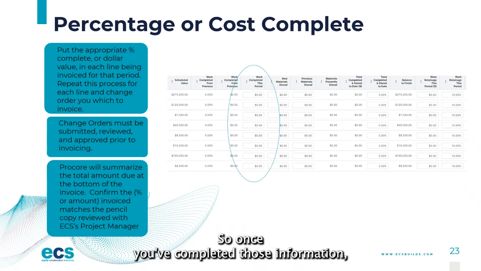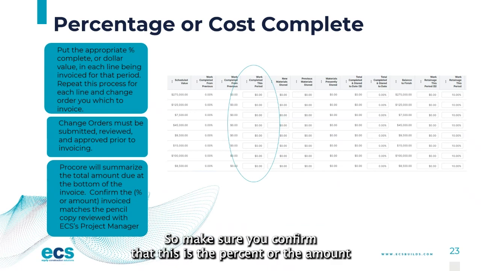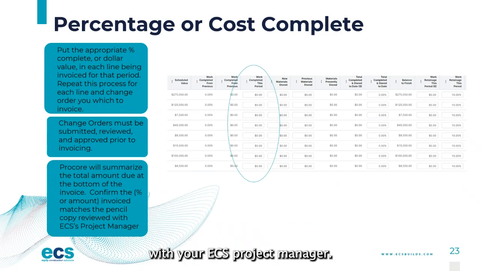So once you've completed that information, Procore will summarize all of that and give you a total at the bottom. So make sure you confirm that this is the percent or the amount that matches what you reviewed with your pencil copy with your ECS project manager.